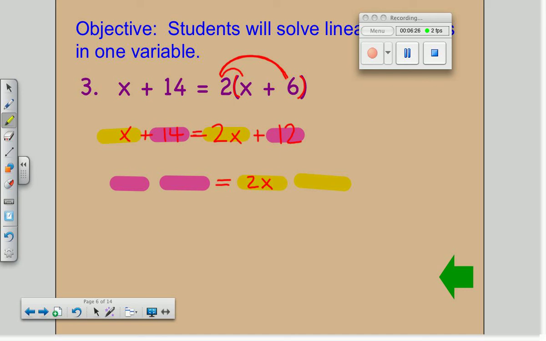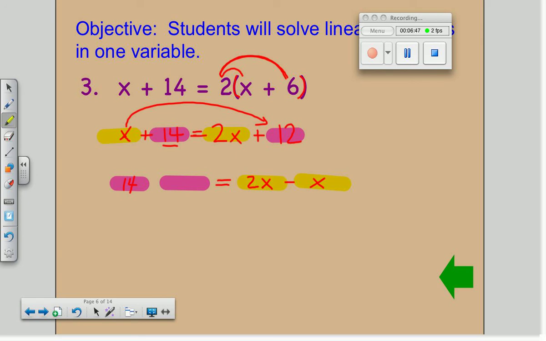14 is purple, 14 is already here, so I'm going to leave it here. Now let's switch my other stuff around. So my x, I do not want my x here, I want my x over here. So I subtract it from here. If I subtract it from here, I also have to subtract it here. So I'm going to subtract it there.